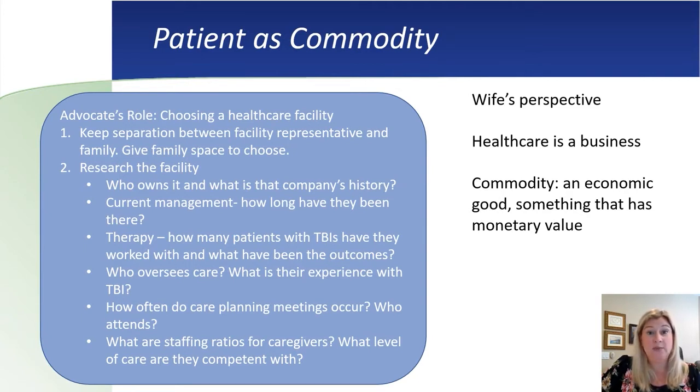We could ask about therapy. How many patients have they worked with? In this case, with traumatic brain injuries. What were their outcomes? Who oversees the care? What is their experience with patients, in particular with traumatic brain injuries? How often do care planning meetings occur, and who attends? Are you allowed to attend? What are staffing ratios for caregivers? What level of care are they competent with? Remember, these are just some of the questions, and we will talk more about the skilled nursing facility Steve went to.